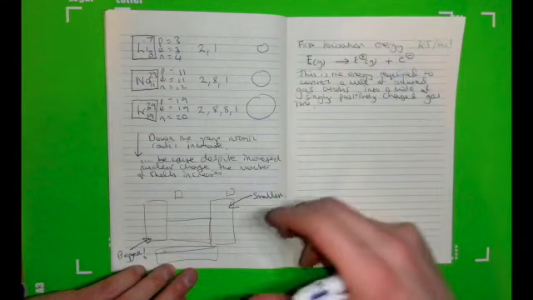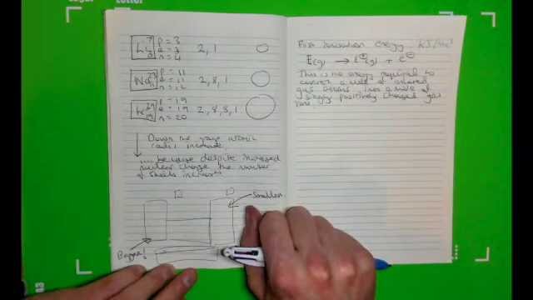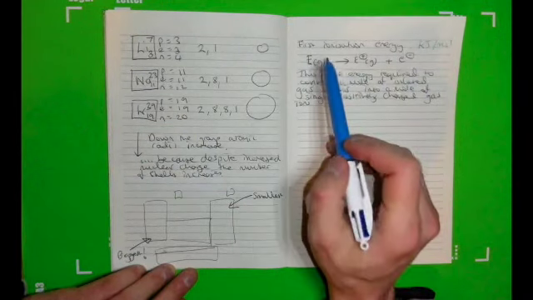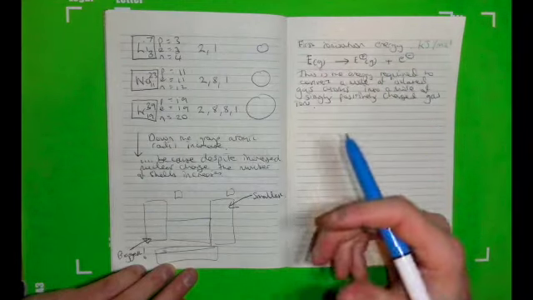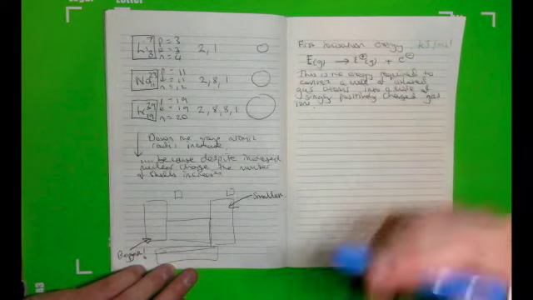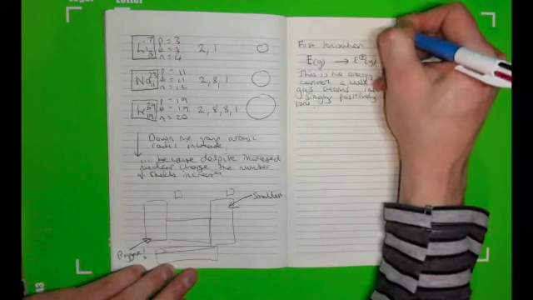Now we're going to have to put energy in to do that. That's because there's an electrostatic attraction between the positive nucleus and the negative electrons. So because we have to put energy in, ionization energies are always positive. They're always an endothermic process.